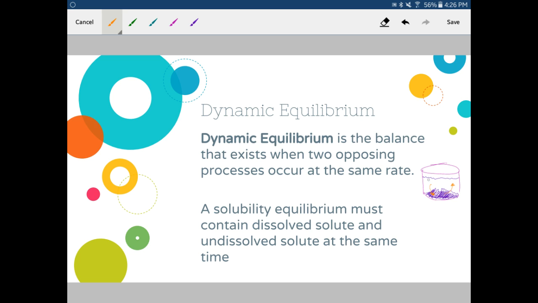So we have an equilibrium, or what we call a dynamic equilibrium, between crystallizing to form a solid and dissolving to form our aqueous solution. So we have a dynamic equilibrium, which is a balance of two opposing processes that occur at the same rate. Or in this case, we have crystallization and dissolving. So a solubility equilibrium must contain dissolved solute and undissolved solute at the same time. So that is what we're talking about when we talk about a supersaturated solution with lots of crystals sitting at the bottom.